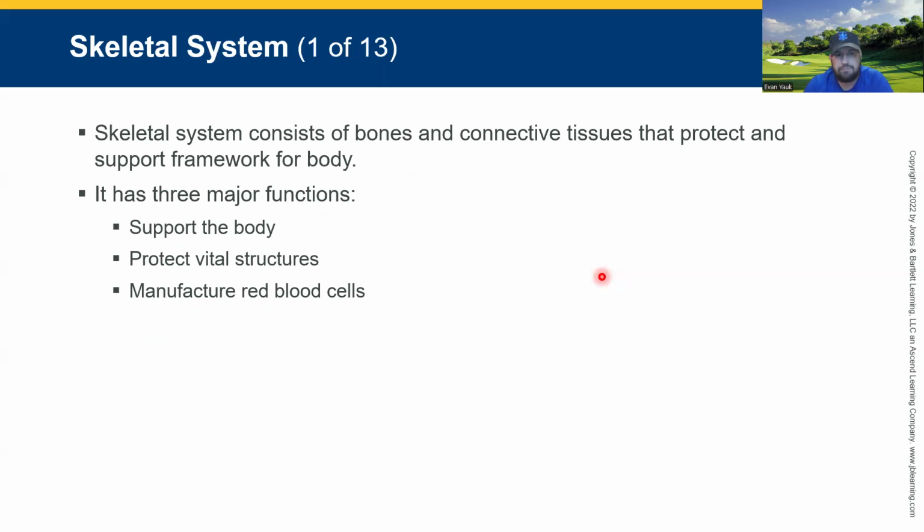Skeletal system. Skeletal system consists of bones and connective tissue that protect and support the framework of the body. It has 3 major functions. This is going to be on a test. What are the major functions of the skeletal system? It's to support the body. Okay, it's our framework. It protects vital structures. Makes sense. Like our rib cage, it protects vital structures. And then it manufactures red blood cells. 3 things.